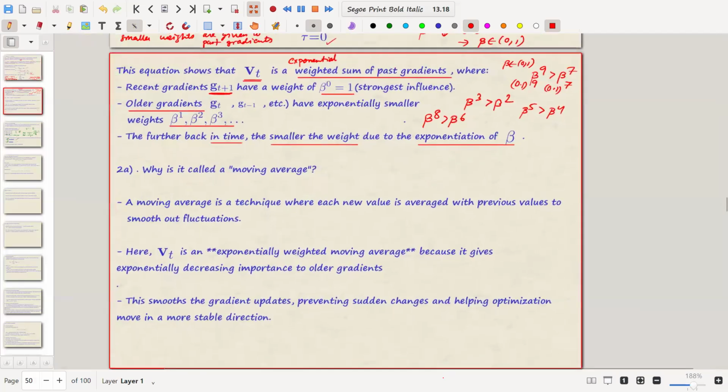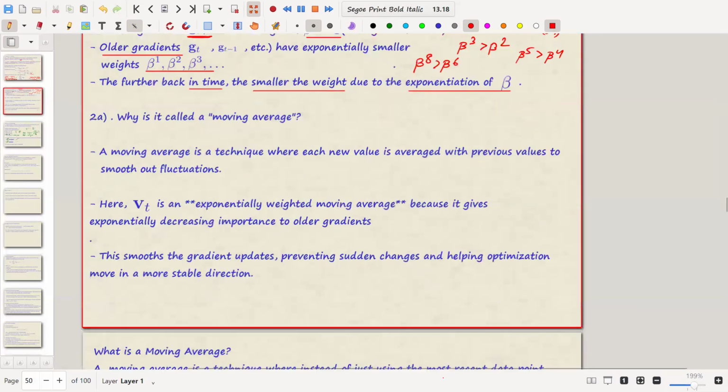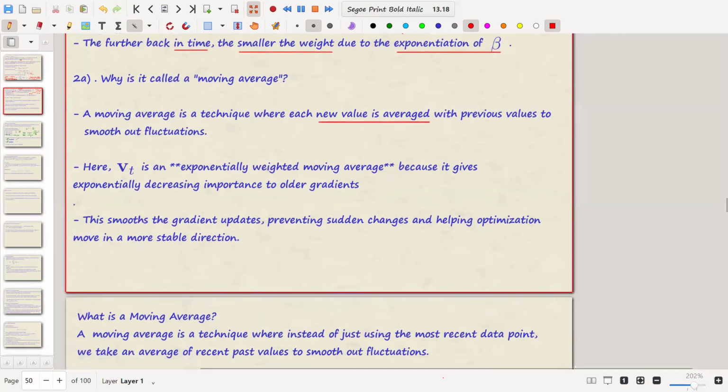Therefore, beta is known as the decay rate or the exponential factor. Why is it called a moving average? The moving average is a technique where each new value is averaged with the previous values to smooth out the fluctuations, exactly what we have done here. So Vt is known as the exponentially weighted moving average because it gives exponentially decreasing importance to older gradients.